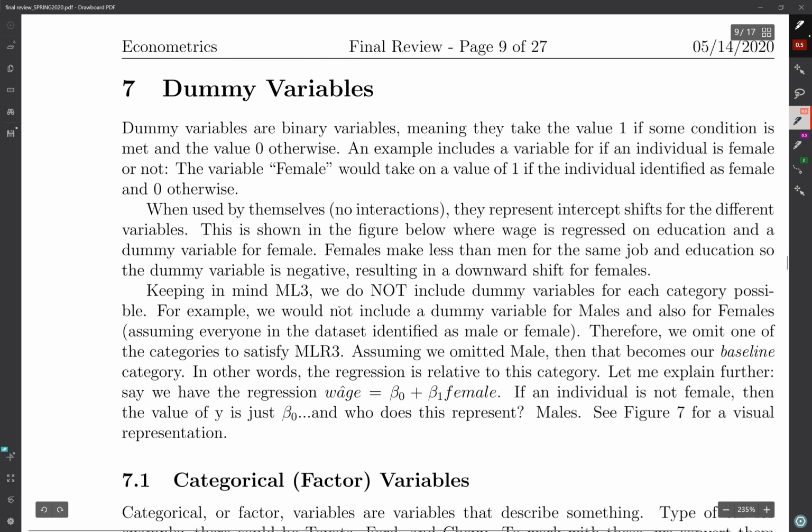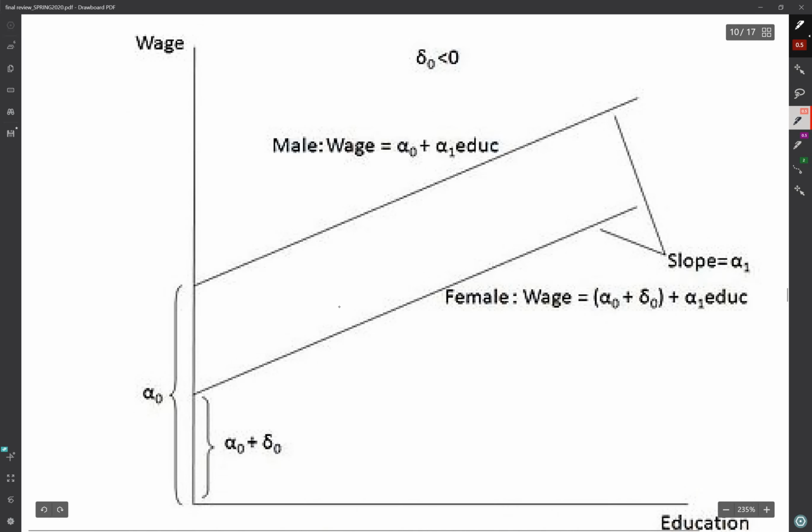Okay. So moving on, let's chat about dummy variables real quick. Dummy variables, if we remember, are just binary variables. They take on a value of 0 or 1. When they're by themselves, they represent intercept shifts. Okay, so we'll take a look at that here.